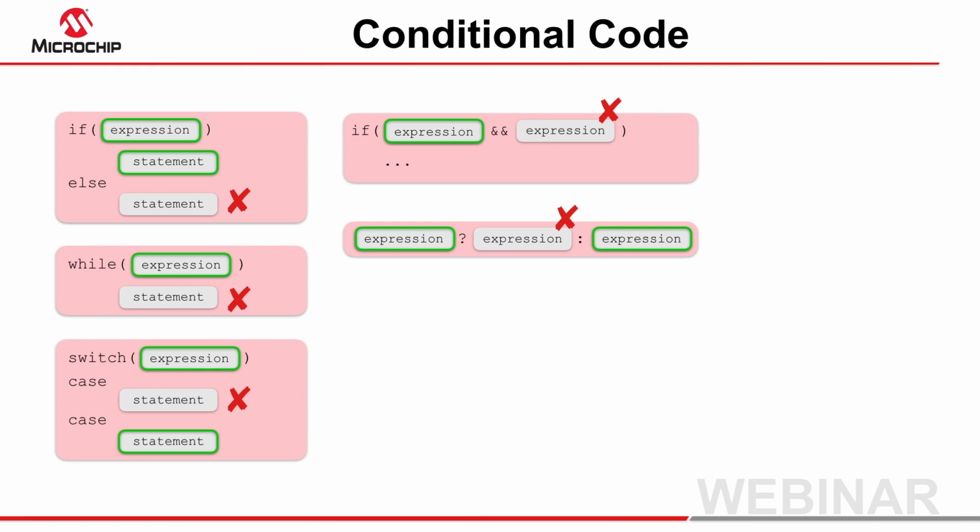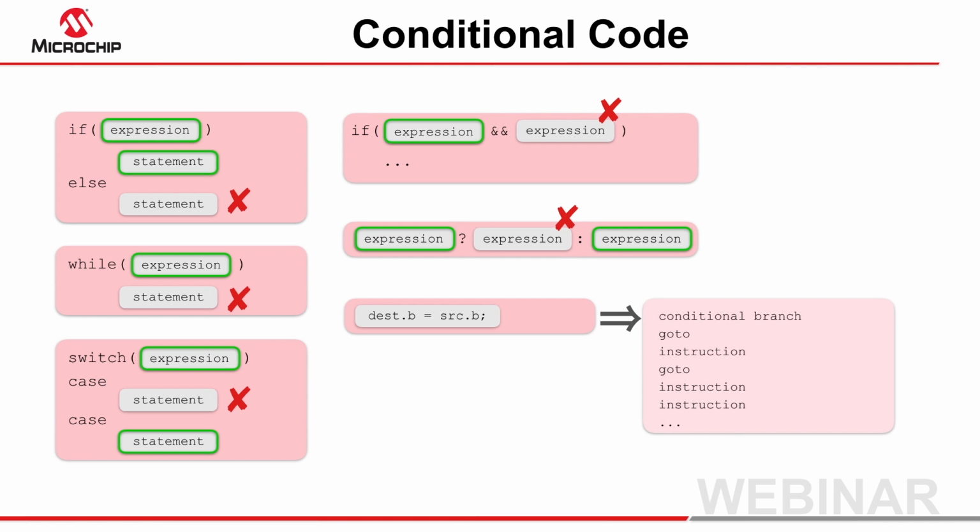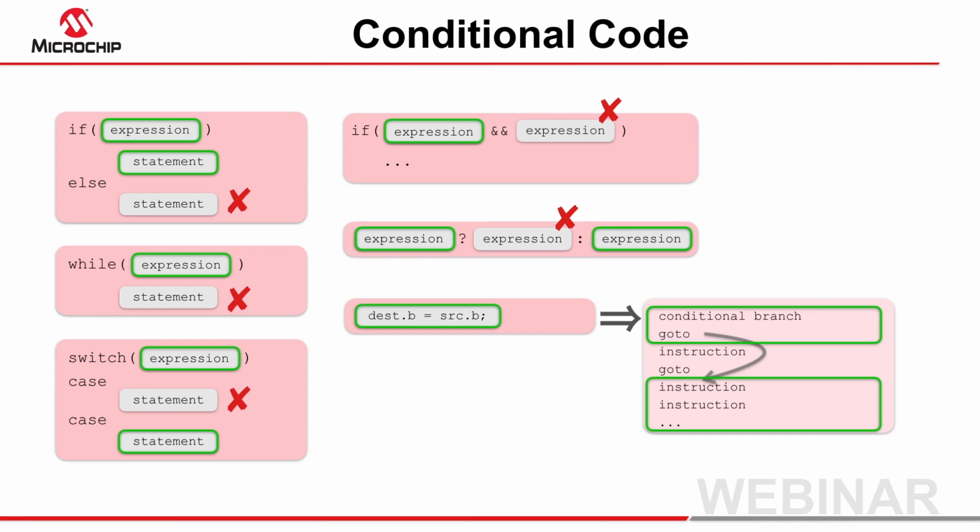Even if all the C statements execute and all the expressions are evaluated, some source code produces assembly that contains conditional branches, like this simple-looking bit field assignment when compiled with the MPLAB X IDE compiler. Thus, there could be instructions that have not been executed, even though the corresponding statement has.